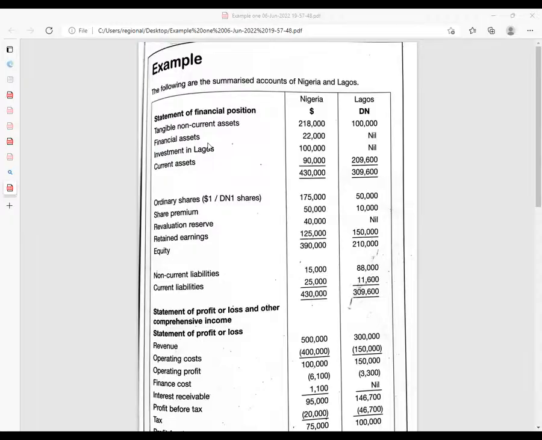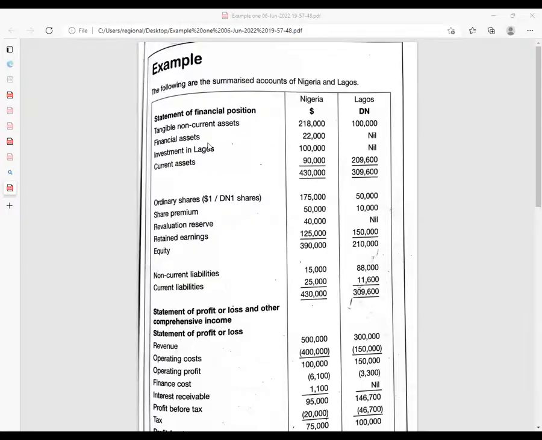We have financial assets there. The next thing is financial assets. The third thing there is investment in Lagos. So there is no way we shall have an investment in Lagos. Lagos is our subsidiary. We can't really talk of us investing in ourselves. Investment in Lagos will be replaced with what we call goodwill.